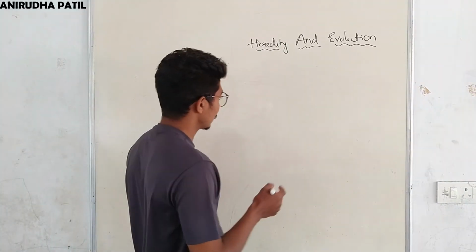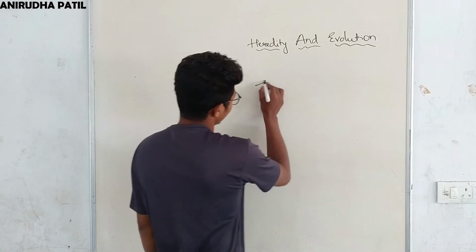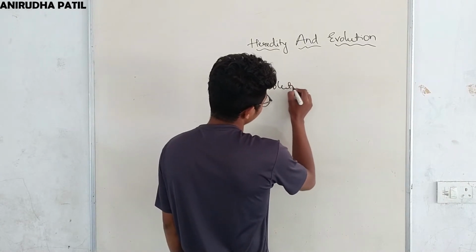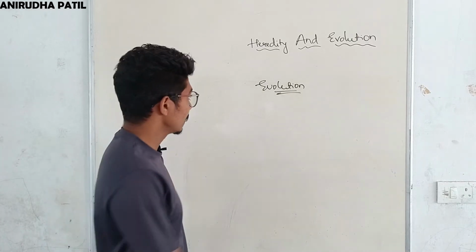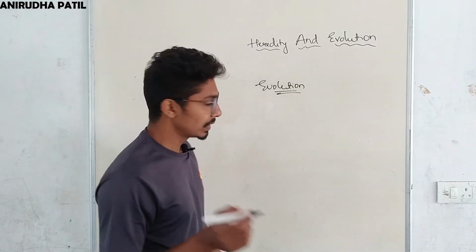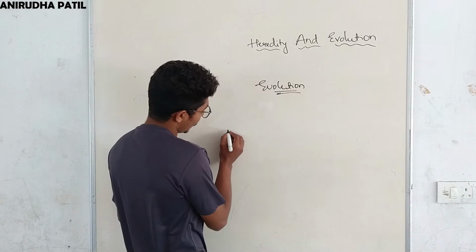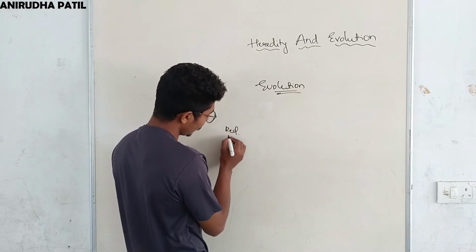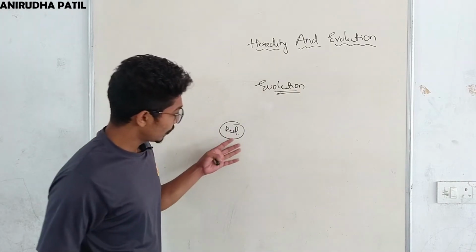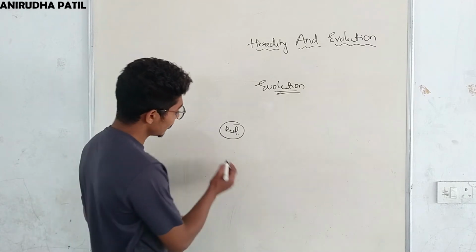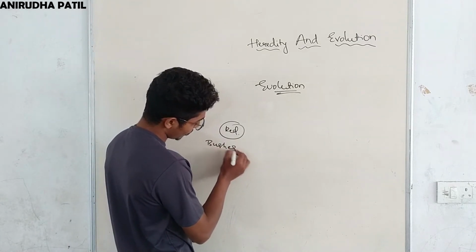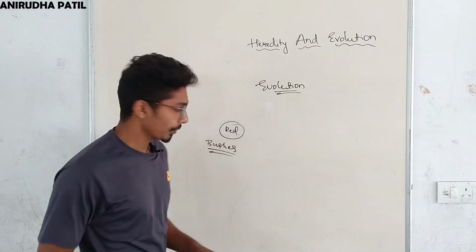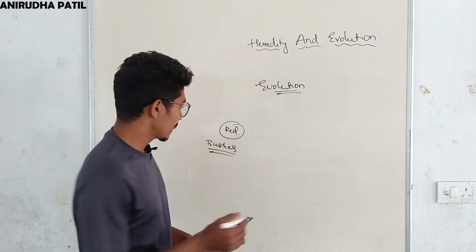Okay, now next we will see the concept of evolution. Let us study this concept with the example of beetles which are red in color. Now, these beetles live in bushes which are green in color. Now take the first case.